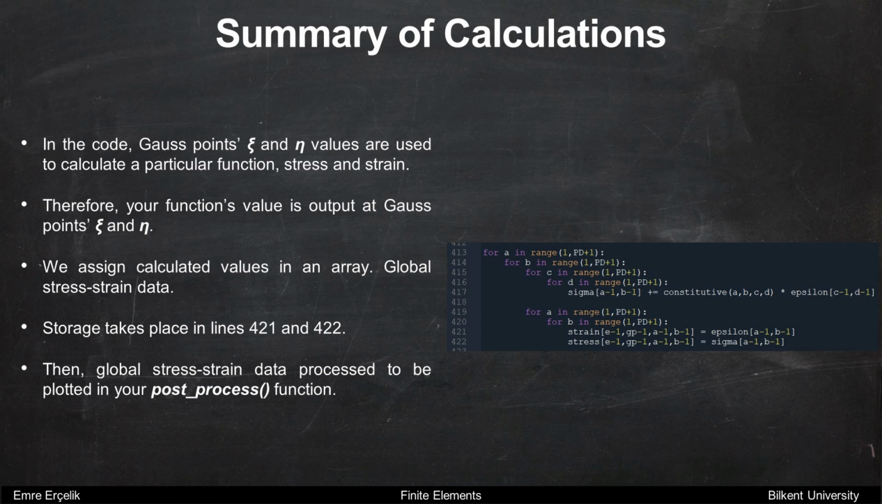We assign the calculated values in an array. This is called global stress and strain data. And this storage takes place in lines 421 and 422. Then we use these large arrays to plot our calculations in the post-process function.